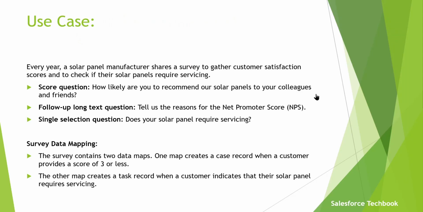Here is a slightly advanced use case. A solar panel manufacturer sends out a survey every year to check customer satisfaction and service needed. The survey includes a Net Promoter Score type of question, a short text follow-up for additional comments, and a picklist type of question asking if the panel requires servicing. Now, here's what happens if the participant or the customer scores 3 or below for the Net Promoter Score. A case record is automatically created. The subject is set as customer satisfaction score is less than 3 and the description pulls in the customer's comments.